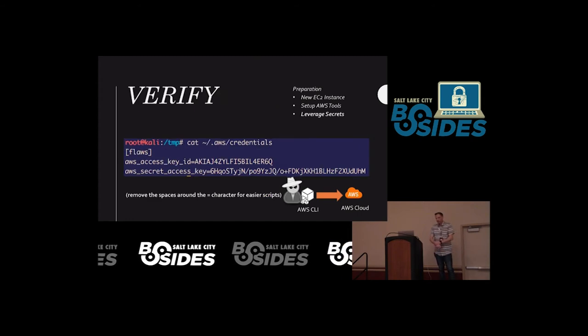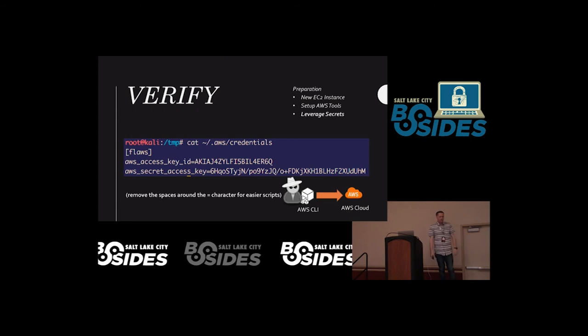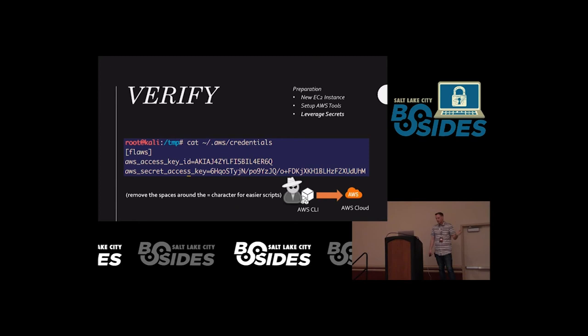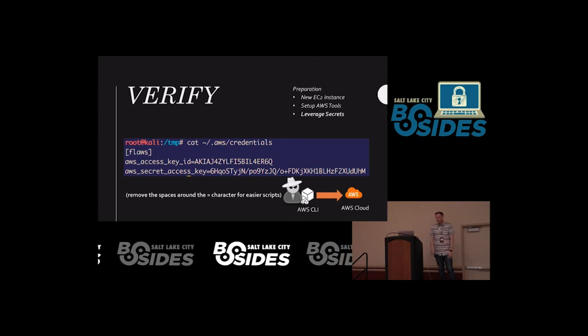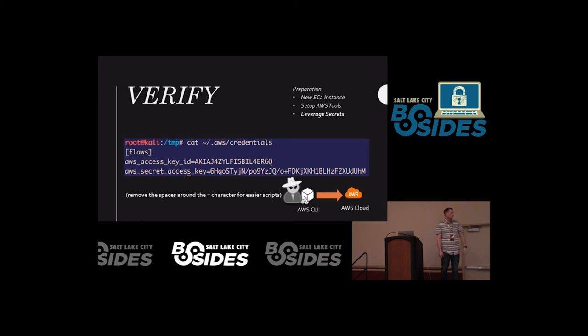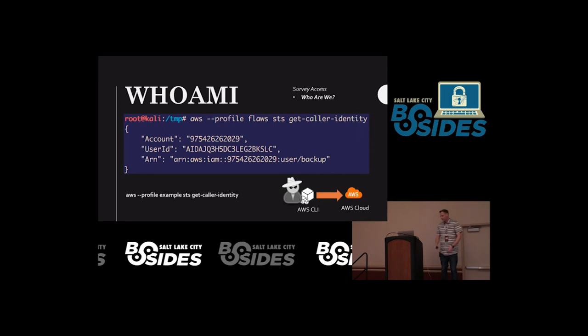And then I usually just cat this. There's a .aws folder inside the user's home directory, and I make sure it looks good before I start interacting. I also sometimes remove the spaces around that equal sign so I can do some bash scripting really quick and easier.